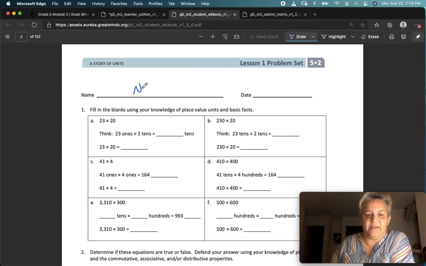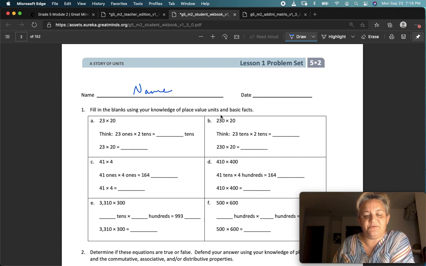Please write your name on the paper. Fill in the blanks using your knowledge of place value, units, and basic facts. So we're using unit form here. 23 times 20, well, we could write that as 23 times 1 times 2 times 10. I've basically just expanded this, so this is expanded form. 23 ones is the same as 23 times 1, and 2 tens is the same as 2 times 10.